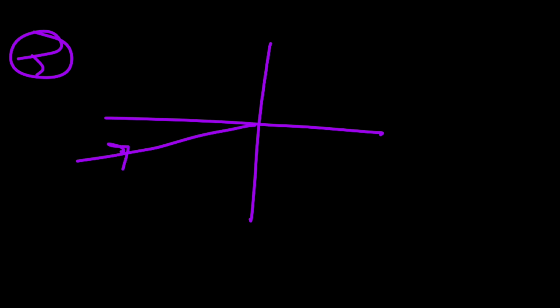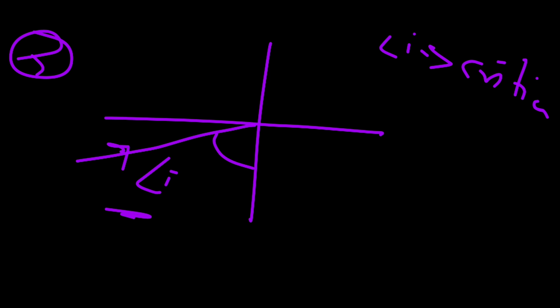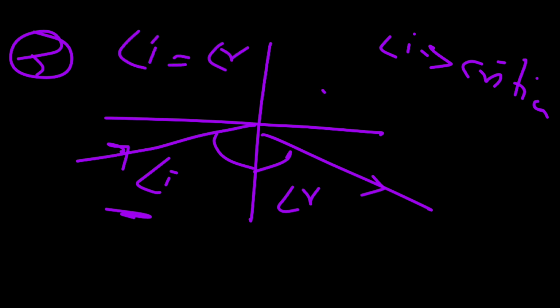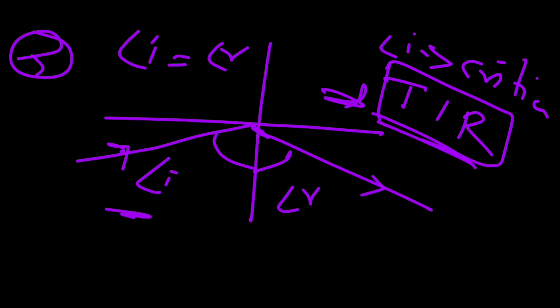So what is going to happen if the incident light ray is at an angle greater than the critical angle? If angle I is greater than the critical angle, then the light ray comes back into the same medium with the same angle, which means angle I and angle R are equal. This phenomenon of light we call TIR. What is TIR? Total internal reflection.